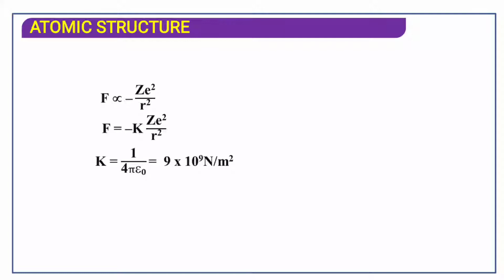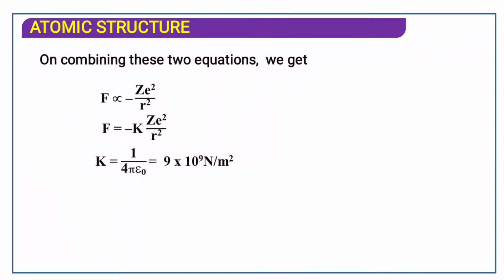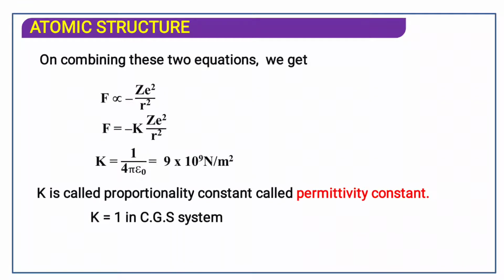If we remove the proportionality sign, a constant K is introduced. So F is equal to minus K Z E square upon R square. Now what is K? K is a constant value, symbolized as 1 upon 4 pi epsilon 0. Epsilon 0 is a constant value, pi is also a constant. On substitution of the values, we get 9 into 10 power 9 Newton meter square per coulomb square. That is the value for constant K. We got this on combination of the two equations. The proportionality constant is also said to be the permittivity constant. K is equal to 1 in the CGS system.